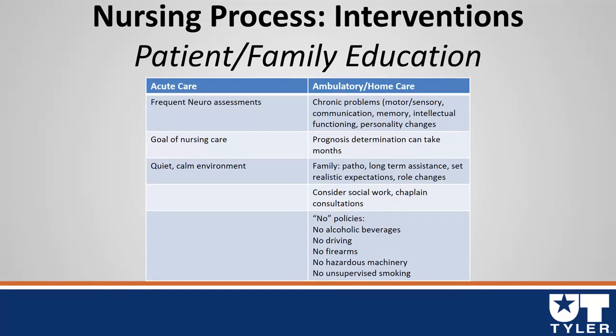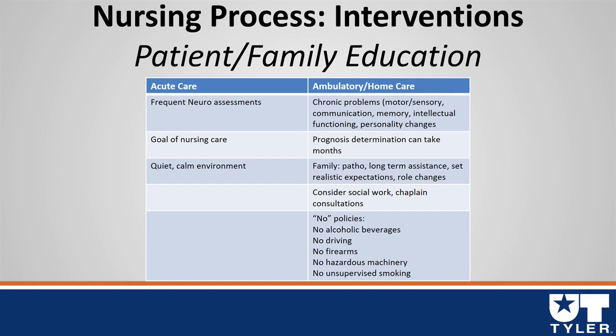Patient and family education is a significant responsibility for the nurse. In the acute care setting, the focus of the education is for the patient and family to understand everything is directed toward preventing an increase in ICP. You should educate them on why you're performing frequent neuroassessments. Educate the family on the importance of a quiet and calm environment, and be a patient advocate regarding this.